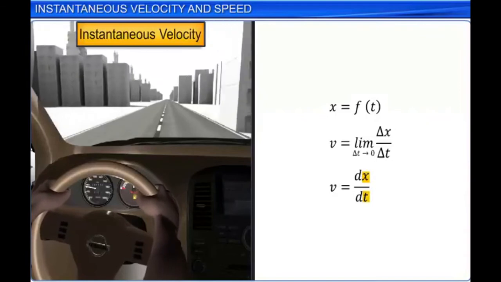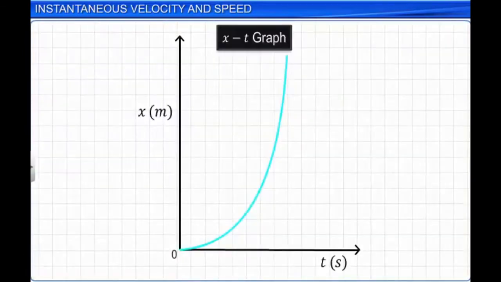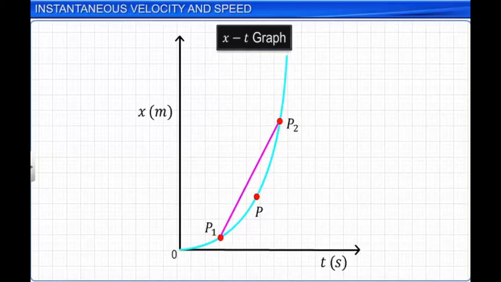Let's understand how to calculate instantaneous velocity using an x-t graph. We first mark a point P on the graph at which the instantaneous velocity of the body has to be found. We mark 2 points P1 and P2 on either side of P. Join points P1 and P2. Find delta t and delta x.